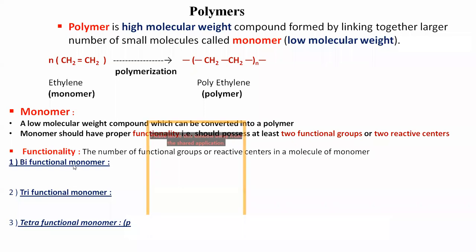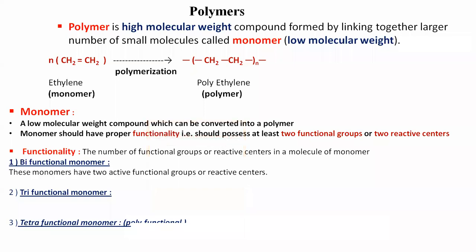Now, monomers can be categorized according to their functionality. It means how many reactive sites or how many functional groups there are. Based on that, we have bifunctional monomers. Bi means two. Obviously, these monomers have two reactive sites, meaning they can be polymerized from two different sites. So these monomers have two active functional groups or reactive sites.